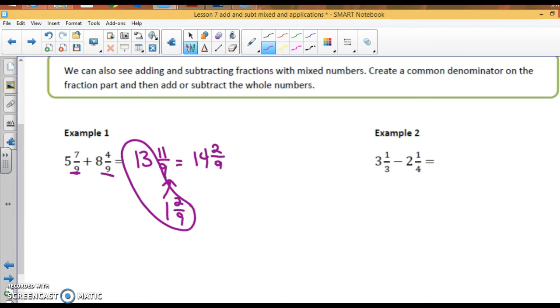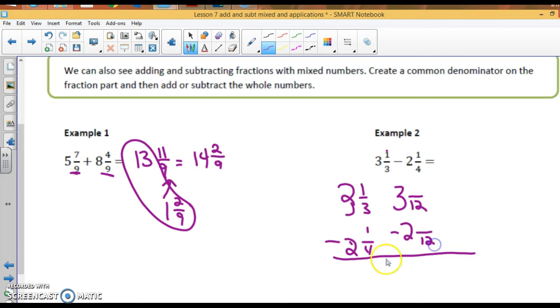All right, here is a subtraction: 3 1/3 minus 2 1/4. When you have a mixed number, I like to stack them on top of each other because it just makes it easier to work with. Our common denominator is going to be 12. So I'm going to have 3 and something twelfths minus 2 and something twelfths. Here I need to multiply by 4, so I'll have 4 twelfths. Here I need to multiply by 3, so I'll have 3 twelfths.